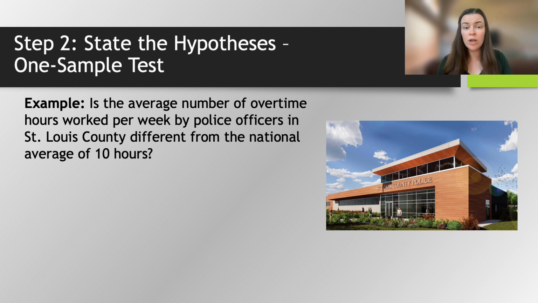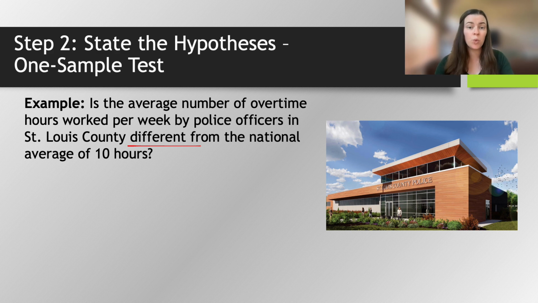To figure out which of the three options we're going to be using, we have to look at what our problem is specifically stating. Here, I see the word different, which shows to me that I don't care in what direction my distribution is going to settle on. It could be that St. Louis police officers are working more than the national average or less. Different implies that it could be either end of our distribution. We're not picking a side here. We just want to know if it's different than 10.